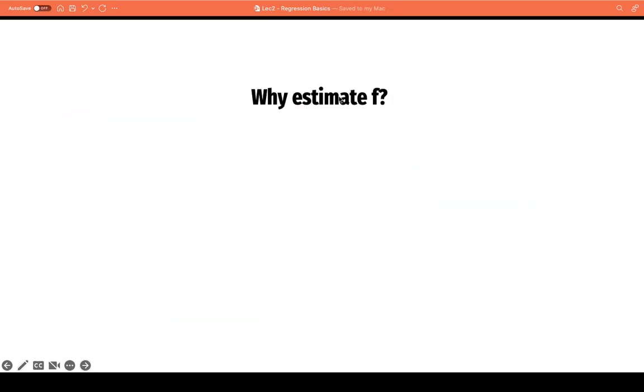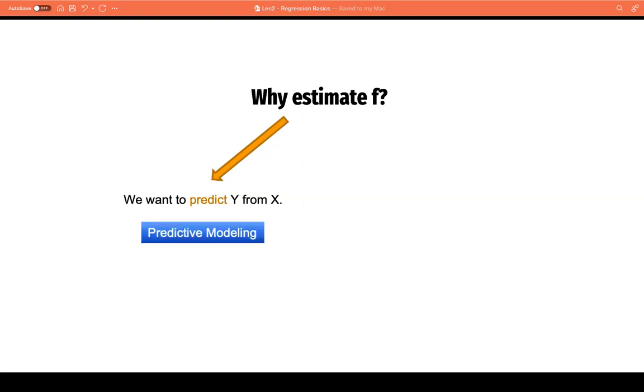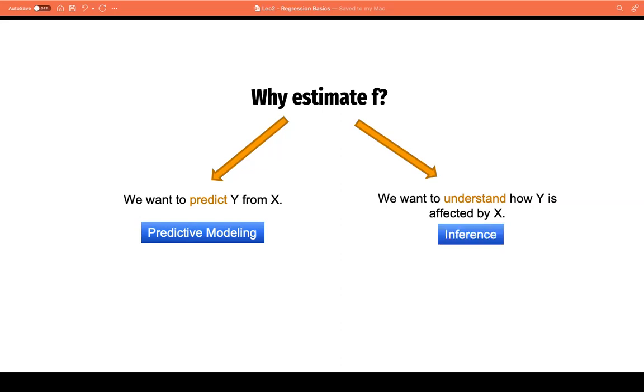There are two reasons why we want to estimate f. First, we want to be able to predict a certain response y from these features x. And this is what we term as predictive modeling. There are also cases wherein we don't want to predict. Rather, we want to understand the relationship between our features and a certain response. And that is inference. Now let us discuss one by one.